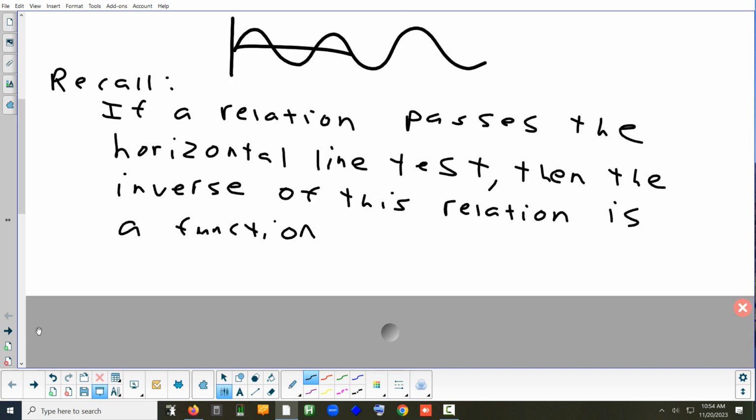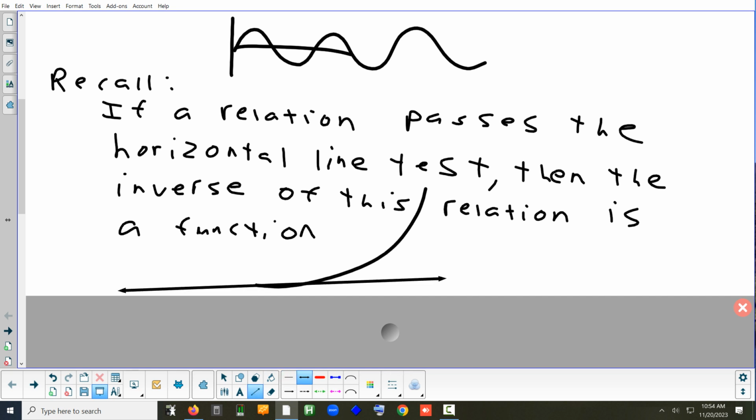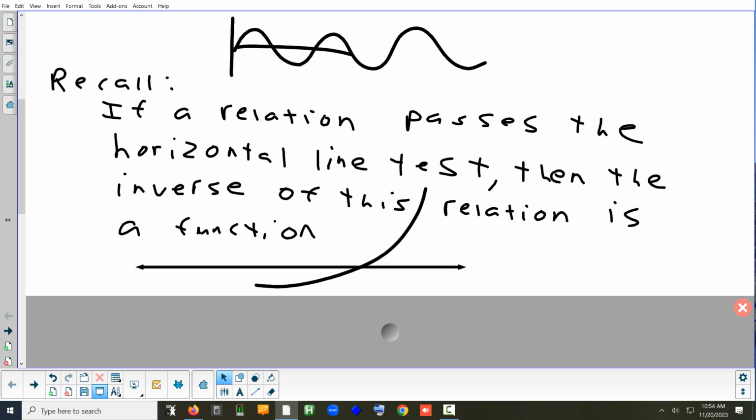All right, let's think about what an exponential function looks like. That's an exponential function. Okay, here's a horizontal line. Does an exponential function pass the horizontal line test? Yes. No matter where I put a horizontal line, it's only going to hit once. Okay, so think about what that means. The exponential functions pass the horizontal line test. So what does that mean?